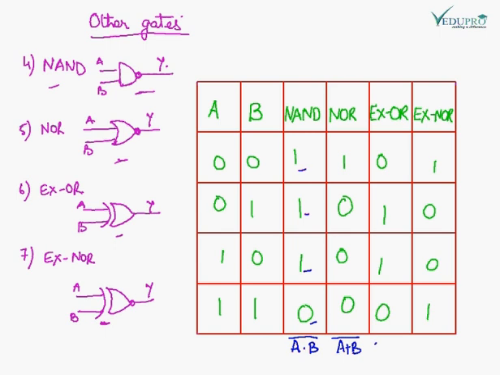XOR is A B bar plus A bar B, and XNOR is A bar B bar plus A B. So this is a truth table of NAND gate, NOR gate, XOR gate and XNOR gate. Out of all the gates, NAND gate and NOR gate are the universal gates. They are called universal because with NAND gate and NOR gate we can implement all the other gates. So now we see how other gates are made from NAND gate and NOR gate.